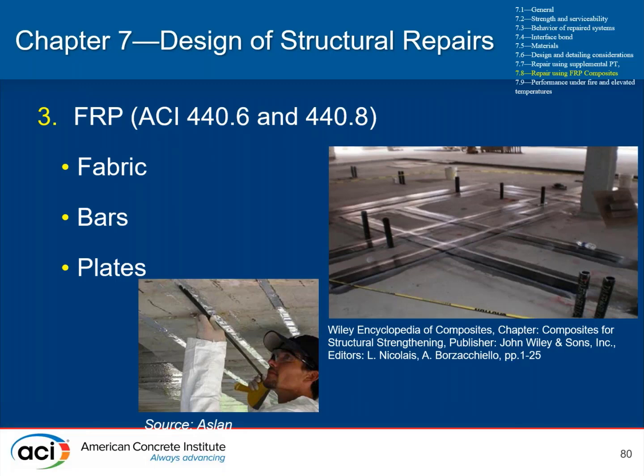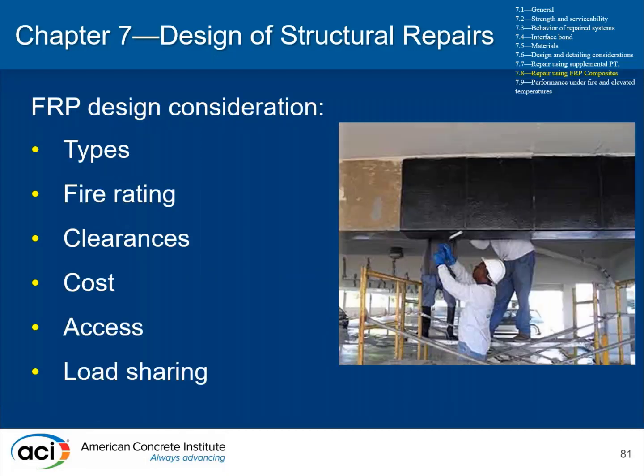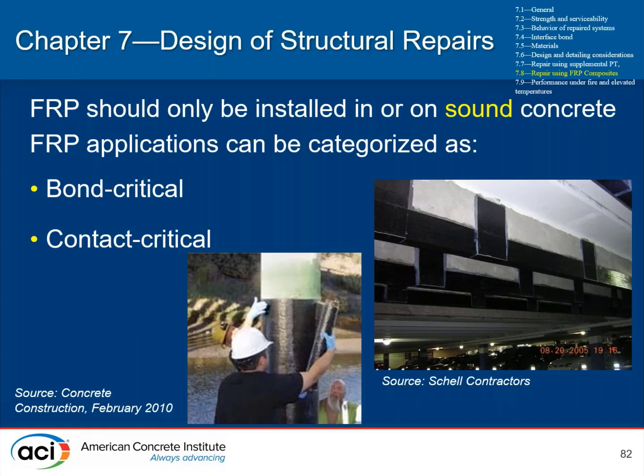FRP is also addressed in the ACI 562 code. Fabric, bars and plates are all methods that can be used to repair a structure in design consideration, and there's an example that we're going to be going through here in just a few minutes. But the types, the fire rating, obviously clearances, costs, and access, and load sharing are all important aspects, just as in any repair method. So FRP, generally speaking, should only be installed on sound concrete.